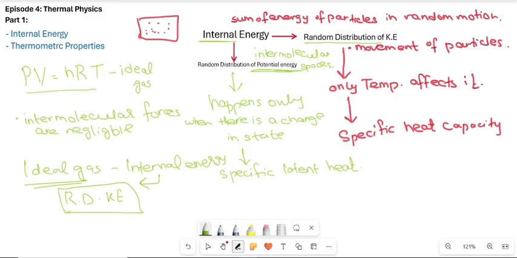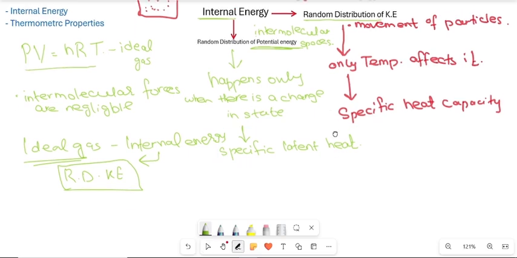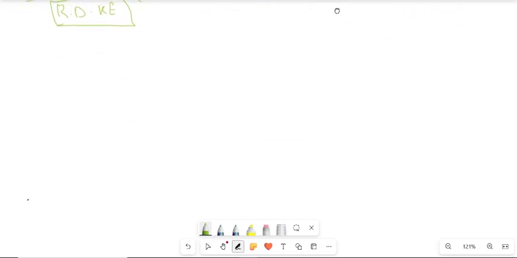Now we're done with internal energy. We're going to move on to thermometric properties. You must have studied the things that are needed to make a good thermometer: sensitivity, good range, good response, it should be responsive, etc. So we're going to take a look at all that in further detail.